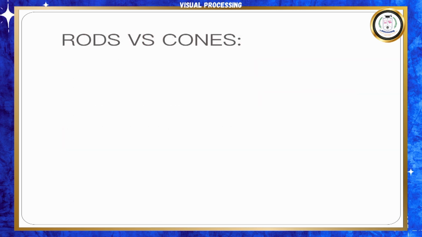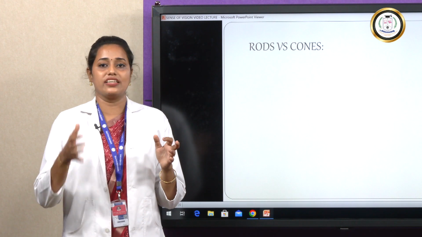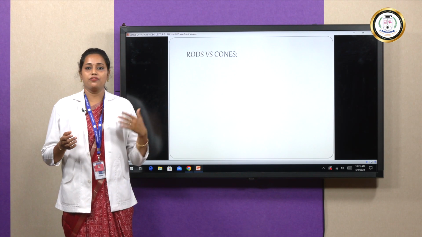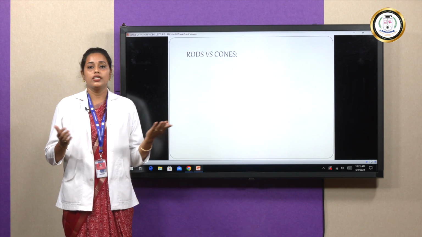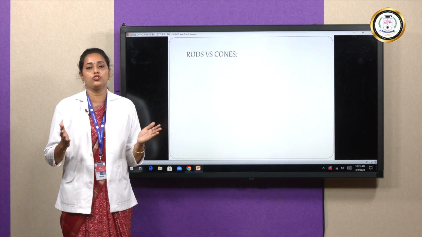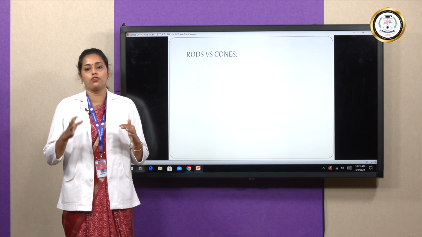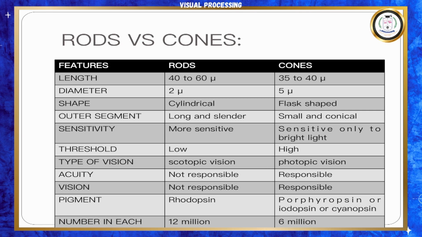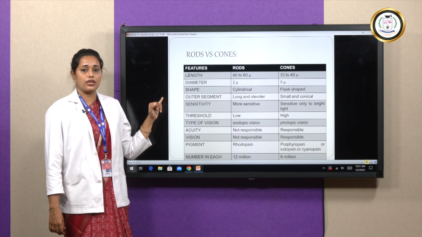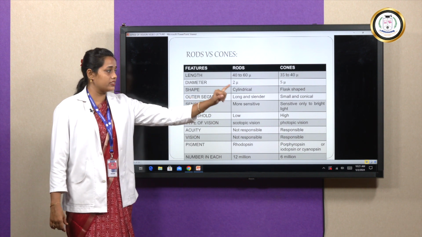Next, in general, we have studied what rods are, their structures, components and functions. On the other hand, we also studied the structure, function and components of cones. Now, let us compare and differentiate the structure, function and components of rods and cones. So, first we'll discuss the length. The length of a rod is about 40 to 60 microns, and for cones it is about 35 to 40 microns. The diameter is about 2 microns for rods and about 5 microns for cones.